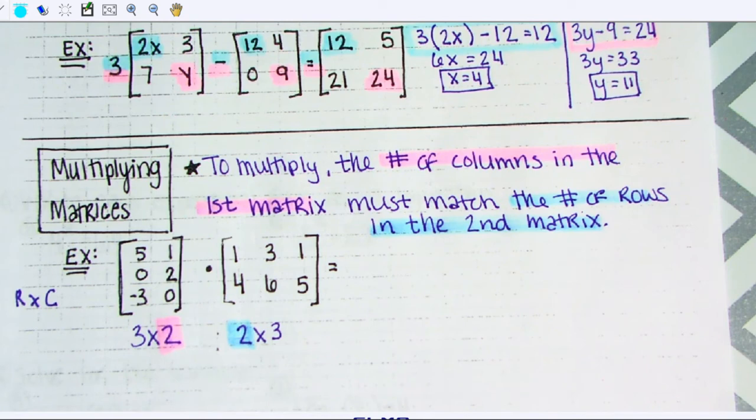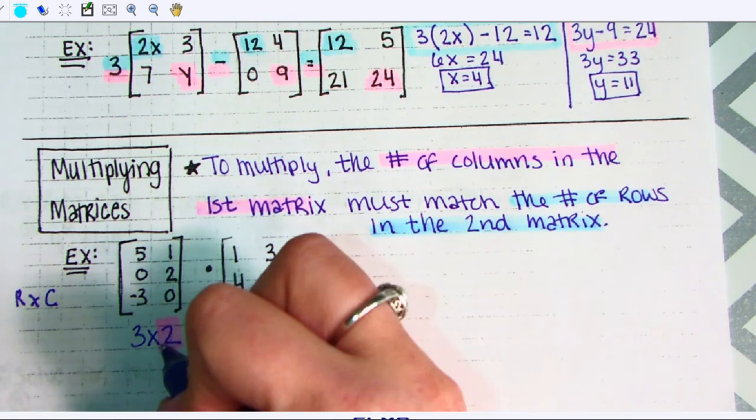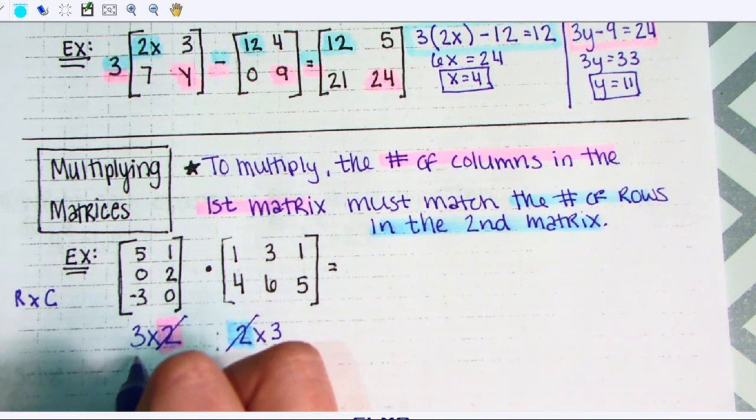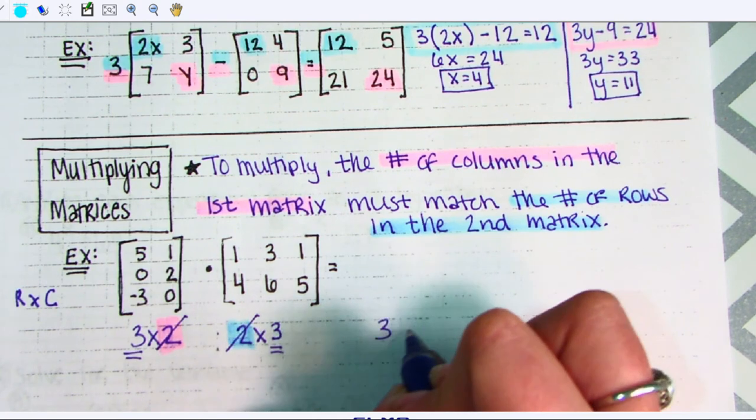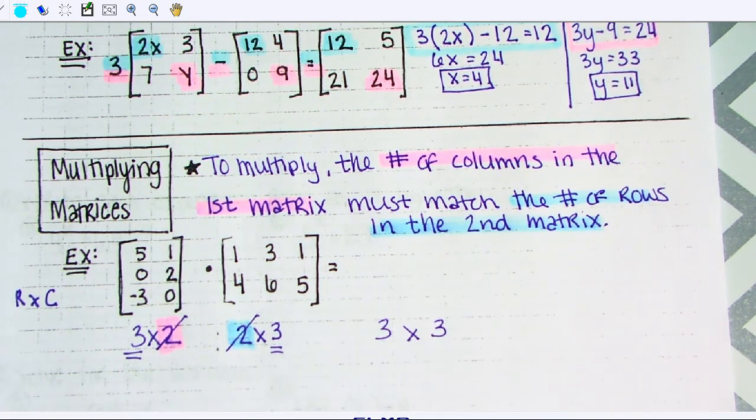That's the first step. If the dimensions don't match like that, you can't do it, and it's not possible. So it's better to recognize it's not possible before you type it all in. The way that you get the outcome, the size of the new matrix, is you cross out what repeats. So the 2's are back to back. So I cross the 2's out, and what I'm left with is my new matrix dimension. So my answer should be a 3 by 3 matrix.